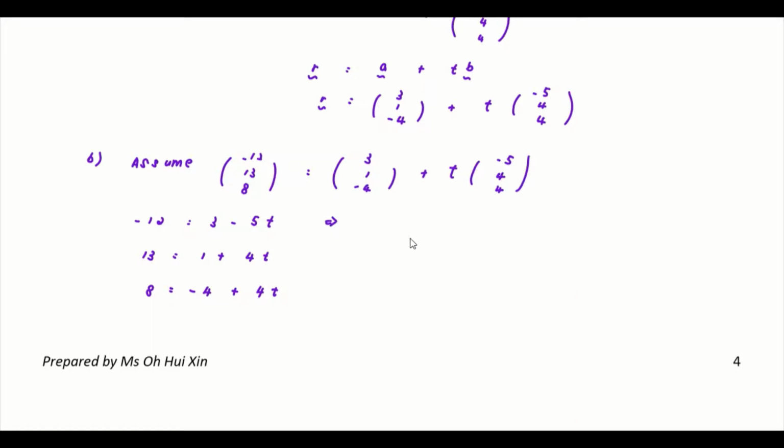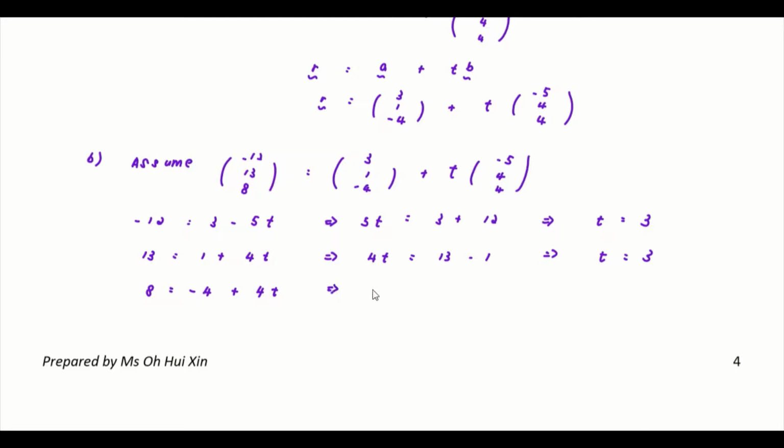I get 5t equal to... this is not a good way of writing it up because I do not have enough space here. So 5t equals 3 plus 12. From here, I'll be able to get t equals 3. Same thing over here, 4t will be equal to 13 minus 1, so I also get the same answer, t equals 3.